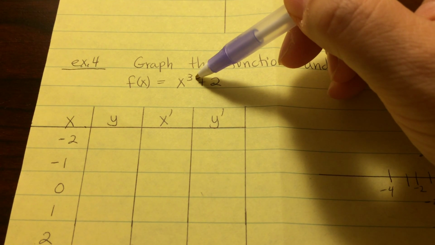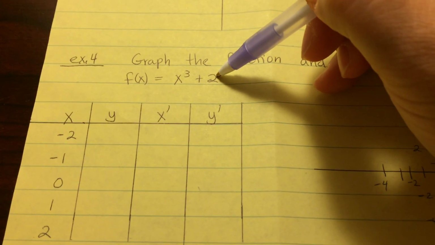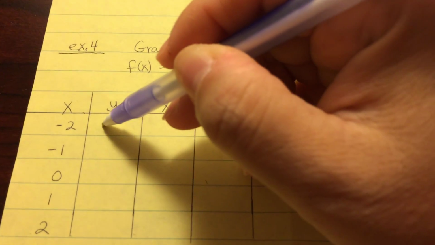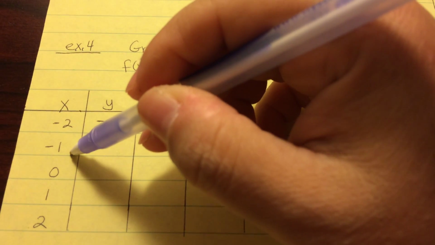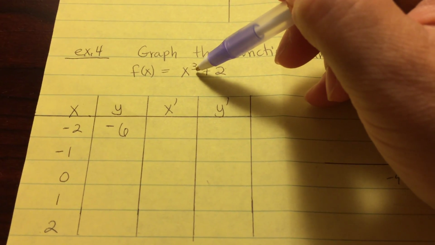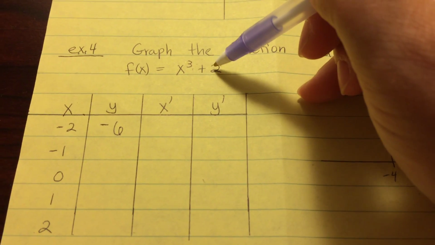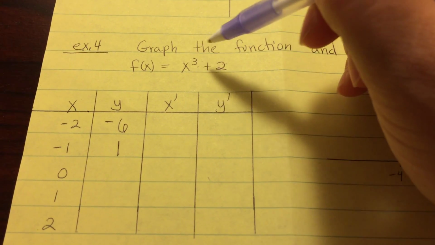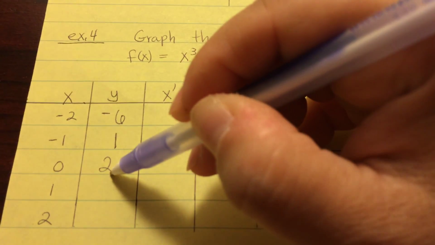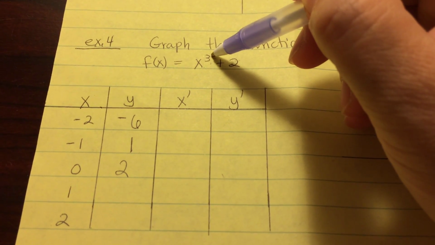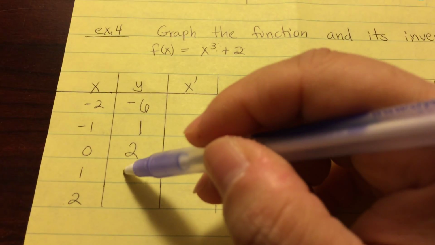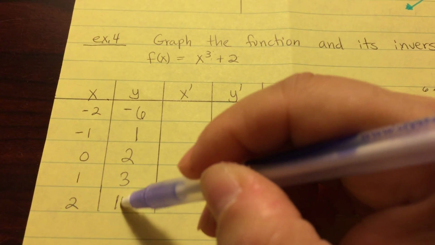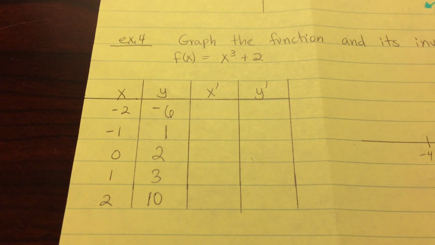So it's -2 to the third power plus 2. So if you do that, that becomes what? -8. -8 plus 2 becomes -6. So this is -6. If I substitute -1 into here, -1 to the third power is -1. -1 plus 2 is +1. If I put in 0, 0 to the third power is 0. 0 plus 2 is 2. If I put in 1, 1 to the third power is 1. 1 plus 2 is 3. If I put in 2 to the third power is 8. 8 plus 2 is 10. Okay? So that's this part, the first part of it.